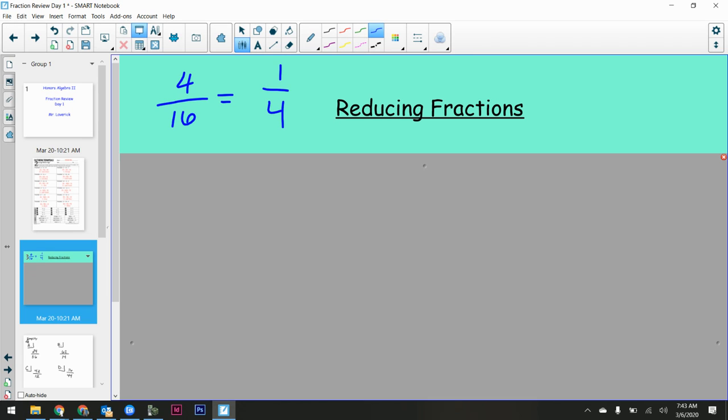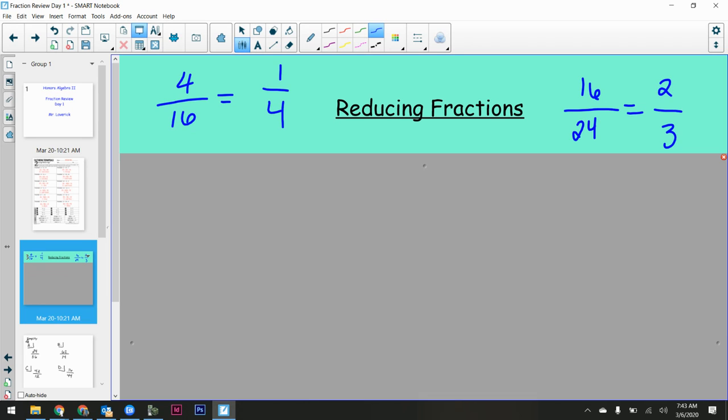What about something like 16/24? What would we get? 2/3. Why do you know that? Greatest common factor is 8, right? We know we can divide both top and bottom by 8 to get 2 and 3.